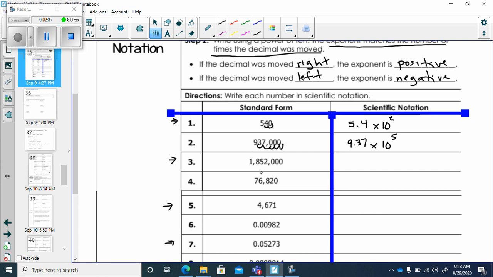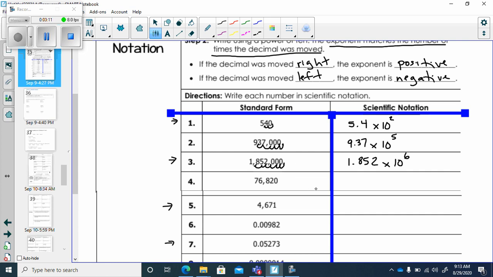What about this number? We know we need our decimal right here, right? Because you need 1 digit in the front. That digit's got to be greater than or equal to 1, and less than 10. 1.852, see, that's where the 0 starts. So that's where I stop with my numbers. How many places do I move the decimal? Not how many zeros. 1, 2, 3, 4, 5, 6. This is times 10 to the 6th. It's a positive exponent because this number is bigger than 1.